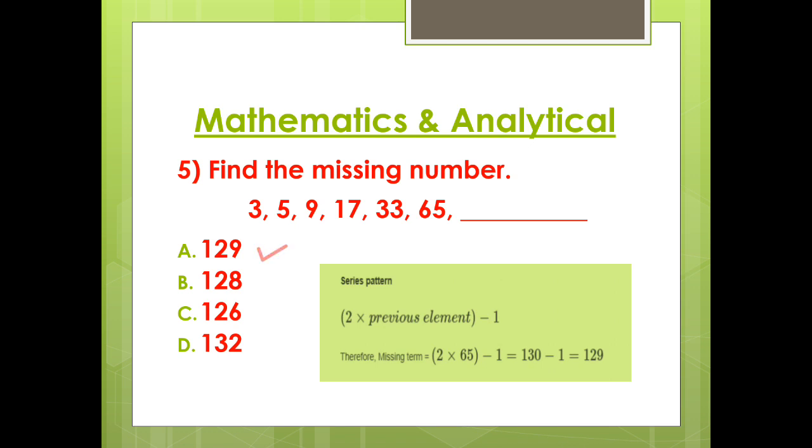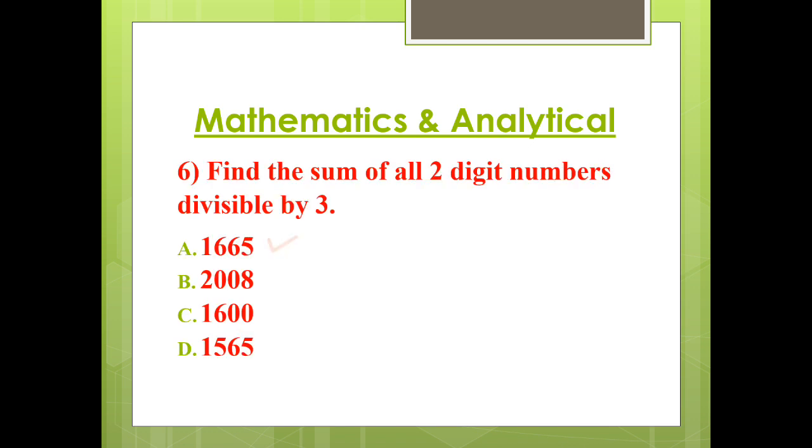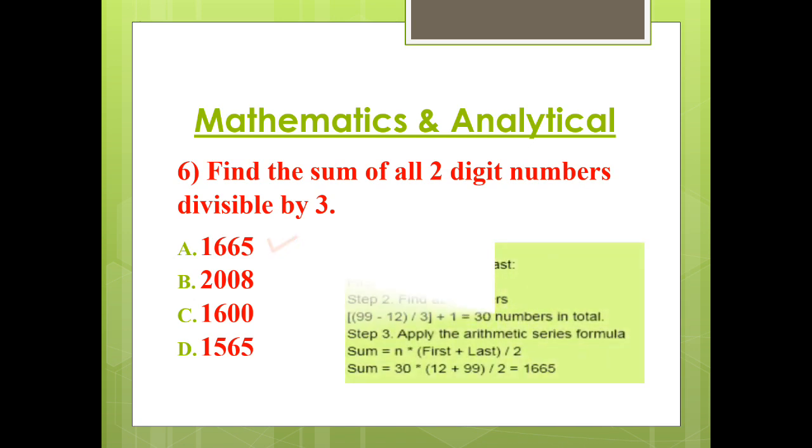So the correct answer is 5A, 120. Now the next question is: find the sum of all 2-digit numbers divisible by 3. If you know how we usually solve these kinds of questions, you should know that firstly we have to find the first and the last number. The first 2-digit number which is divisible by 3 is 12 and the last one is of course 99.